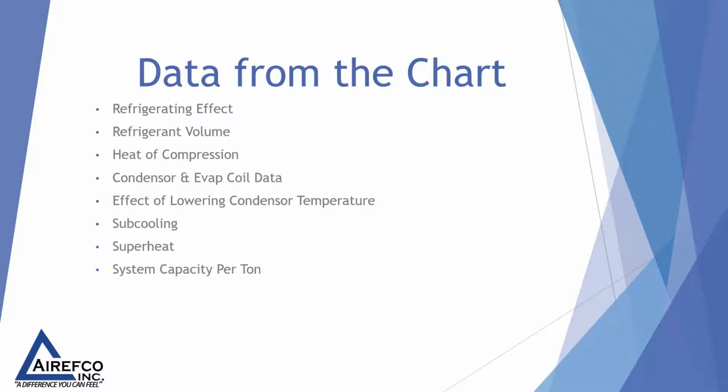We can plot the heat of compression, which tells us how much heat we're picking up as we go through the compressor. We can plot our condenser and evaporator coils and tell how much sensible and latent heat we're expelling or absorbing in those coils. We can also look at the effect of lowering the condenser temperature, which sometimes we do in order to increase the efficiency of our condenser in hot weather. We can plot our subcooling, we can plot our superheat, and we can also find out what our system capacity is per ton. So there's a lot of practical data that can be achieved from looking at a pressure enthalpy chart.